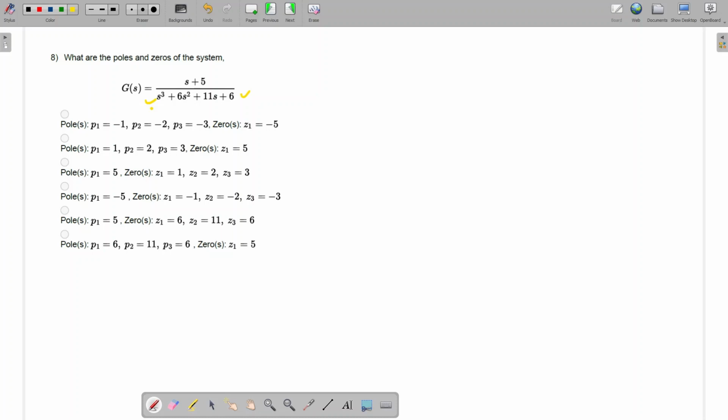So what should be the poles of this equation? We have to solve it. You can eliminate options. Putting minus 1, we are getting 0. With minus 5, the sum is not zero, so that option is incorrect. The remaining options are also incorrect. The poles are -1, -2, -3.